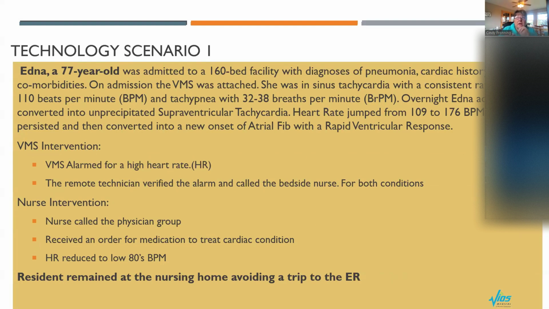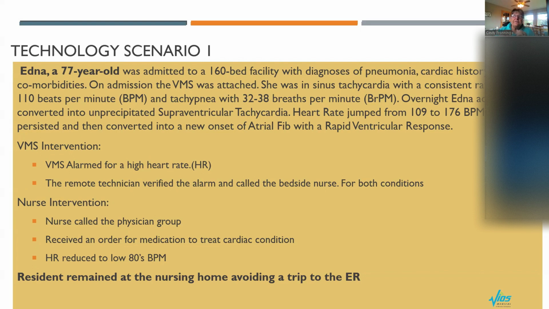The VMS alarmed for a high heart rate. The remote technician verified the alarm, called the bedside nurse for both the high heart rate and the atrial fib. Okay, so what did the nurse do? At this point, the nurse called the physician group, received an order for a medication to treat the cardiac condition, and the heart rate was reduced.